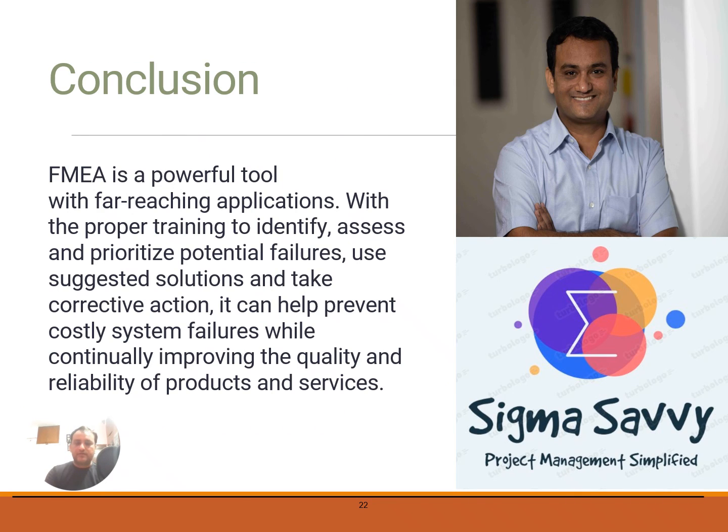So in conclusion, FMEA is a powerful tool. It has far-reaching applications across all industries. With the proper training to identify, assess and prioritize the potential failures, use suggested solutions and take corrective action, it can help prevent costly system failures while continually improving the quality and reliability of the products and the services.